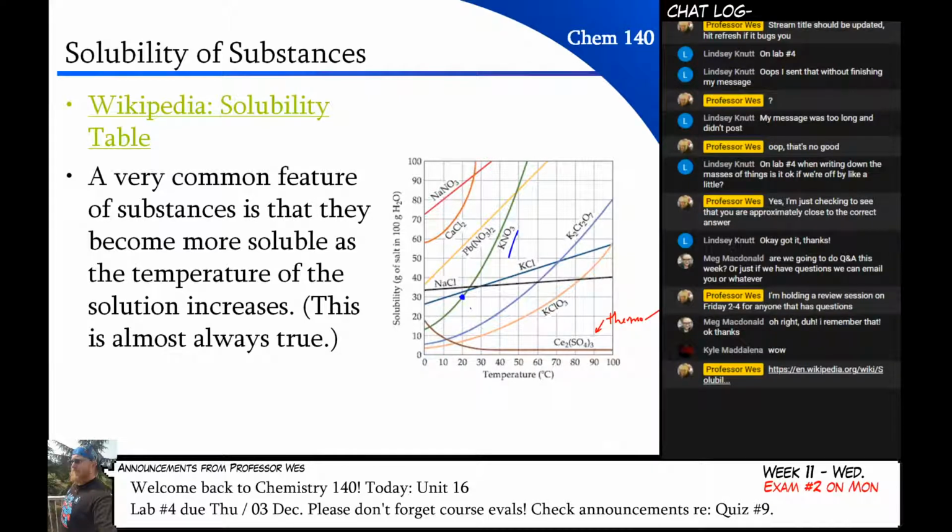What I would see is that at 20 degrees Celsius, I could put 30 grams of potassium nitrate in my solution, and it would all dissolve. It would form a homogeneous solution. There'd be no solid at the bottom. I could put any amount less than that. If I put 10 grams in there, it would dissolve. If I put 20, it would dissolve. If I put 1, it would dissolve.